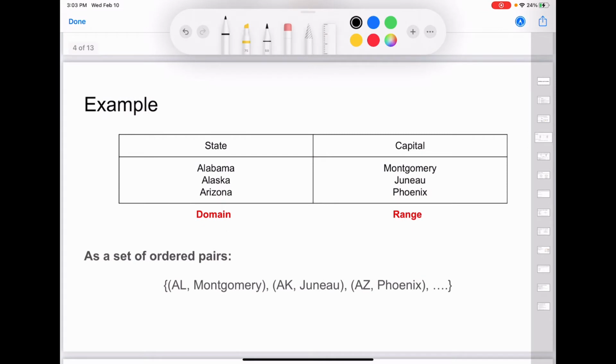Let's further look at an example. Here we have a chart that contains a domain and a range. More specifically, the x values are the states and the y values are the capitals. So if we wanted to create a set of ordered pairs or relation out of this, what we need to do is connect one x value to one y value. This goes from states to the capitals, so the capital of Alabama is Montgomery, the capital of Alaska, and the capital of Arizona.